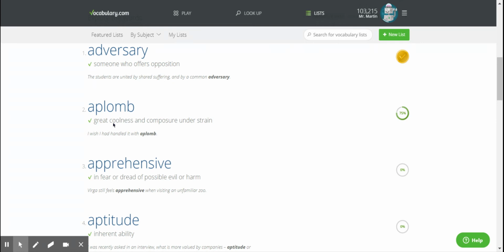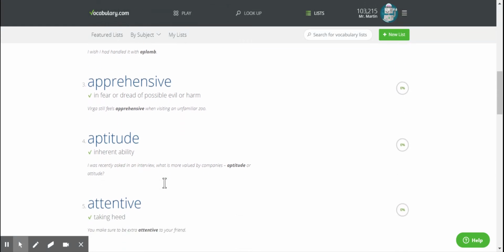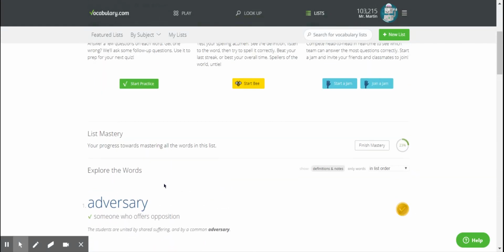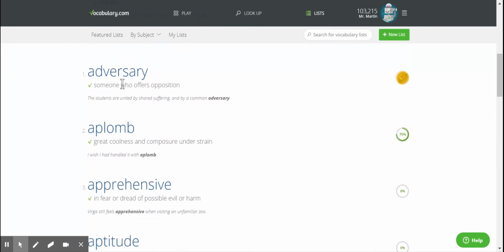Aplomb is great coolness and composure under strain. And so maybe you freaked out about something and you say, I wish I had handled it with aplomb. I wish I had been cooler about it. So aplomb is a sense of coolness and composure. You can go down through and check all of those words and you'll get one sentence and one definition.